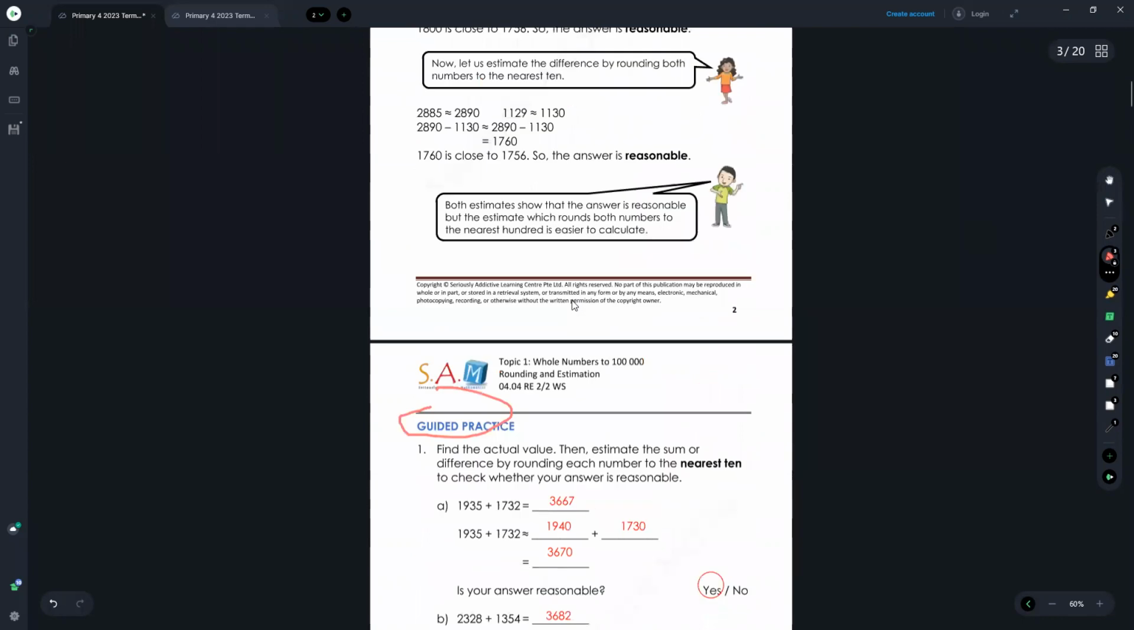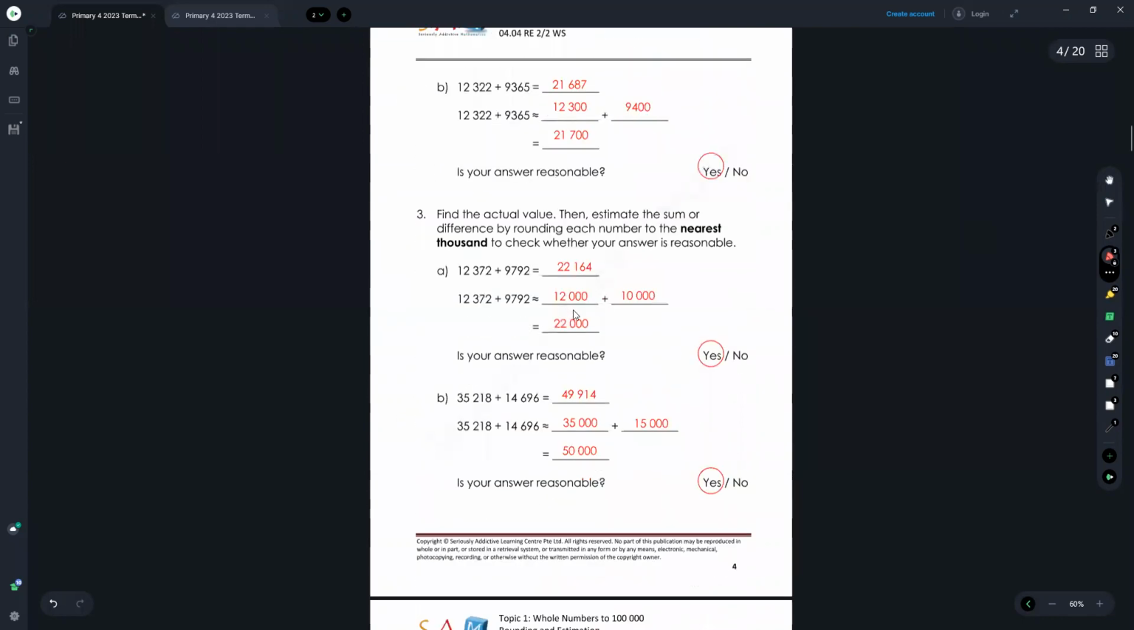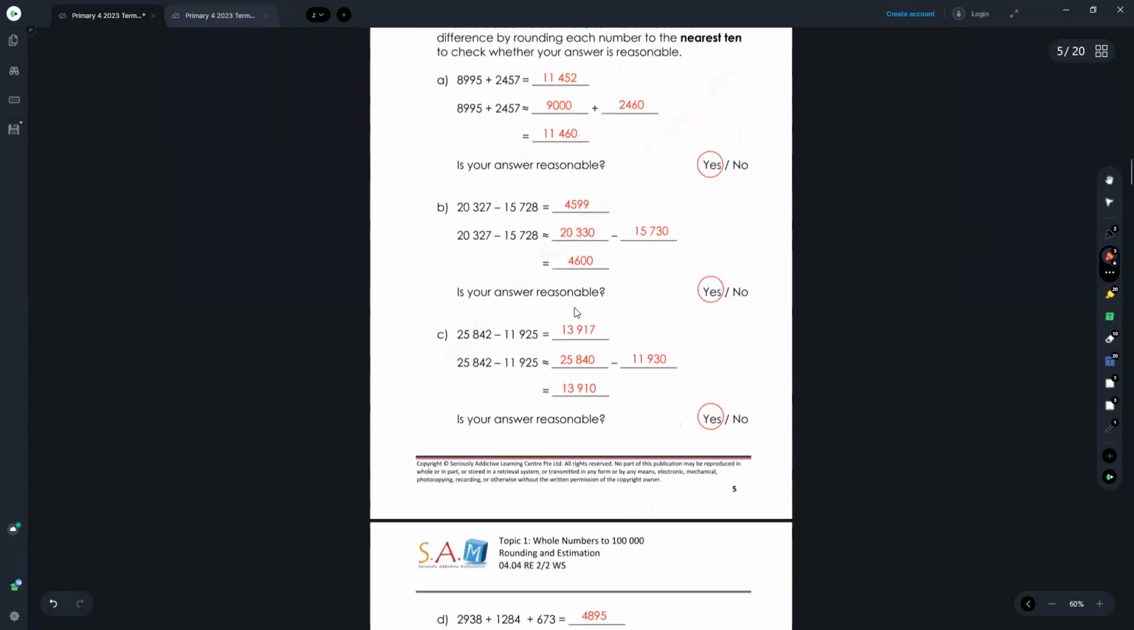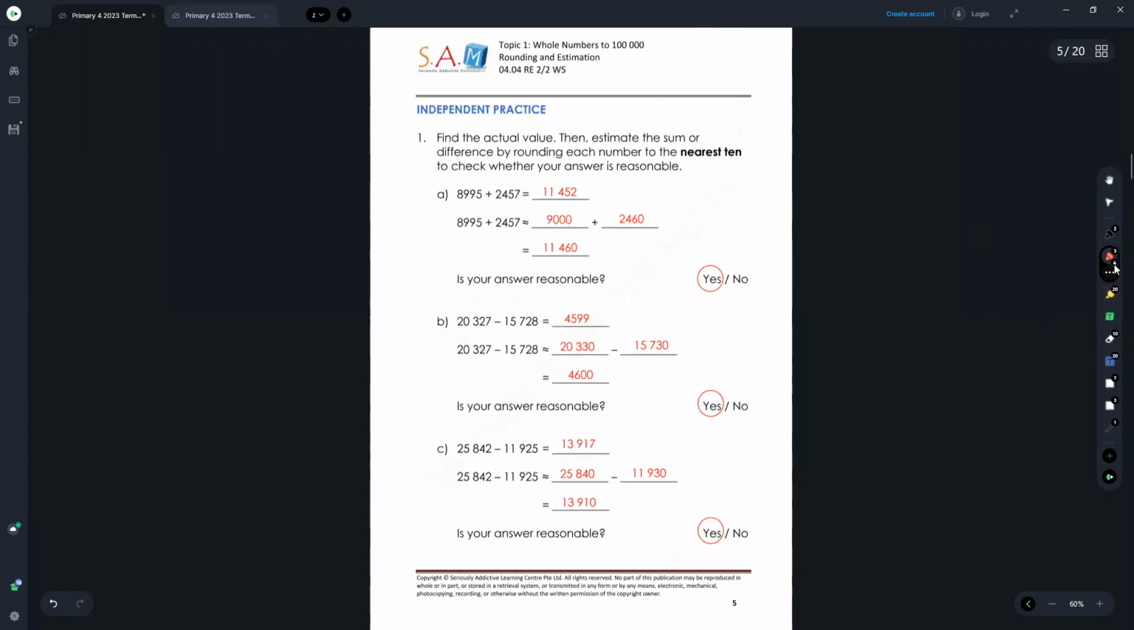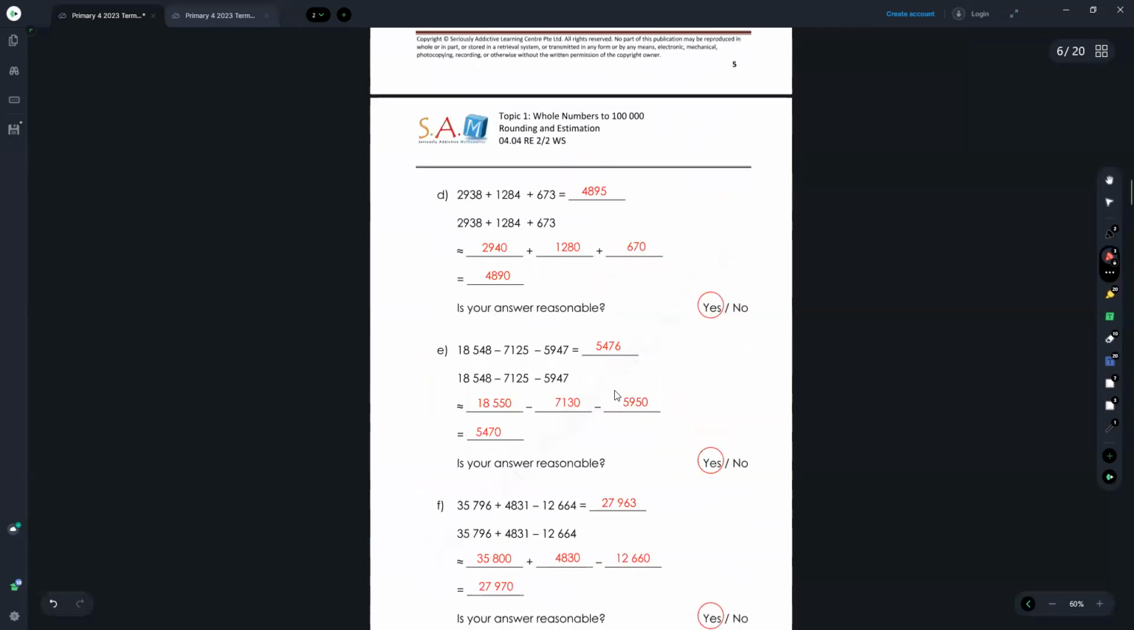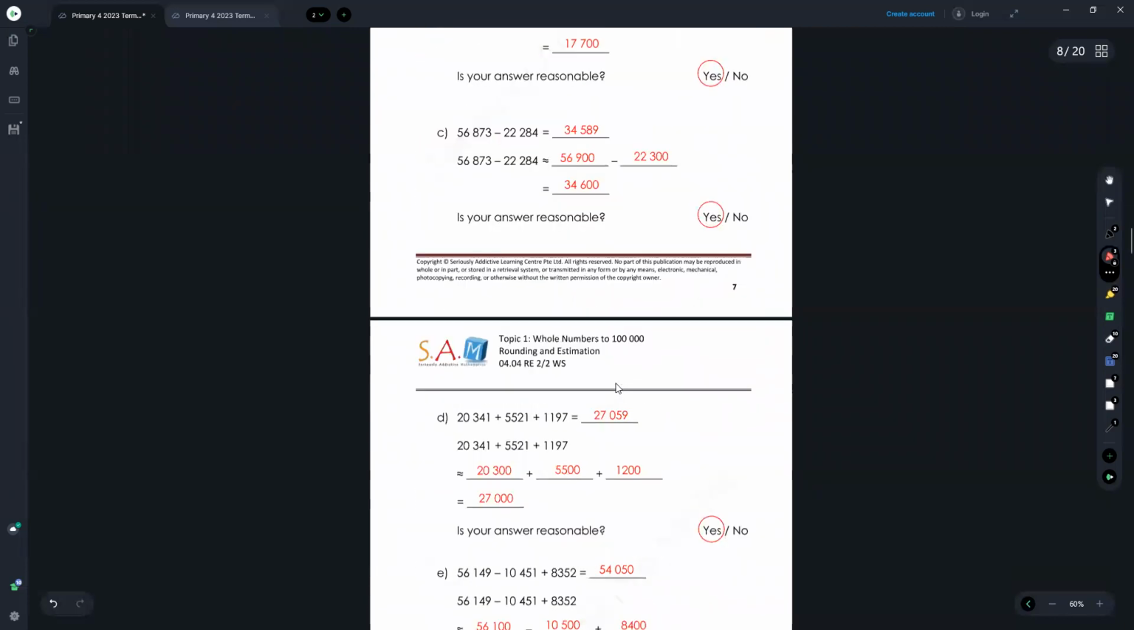Although I think you can try perhaps a subtraction question with them. So perhaps try one subtraction question with them, and make sure that they know what to do as well. Okay, but otherwise they are the same. Okay, and then whether it's reasonable or not.